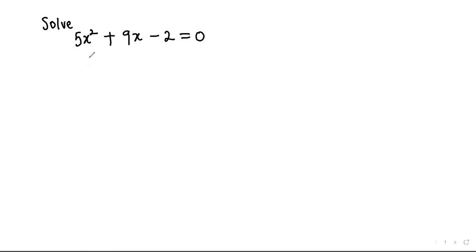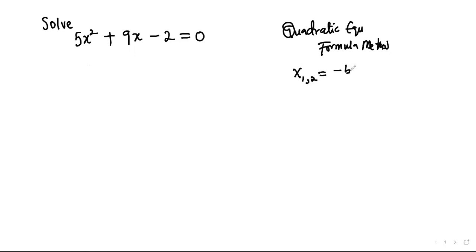Here we have a quadratic equation, and we want to learn how to solve this quadratic equation by the formula method. Remember, the formula for our quadratic equation, if the equation depends on x, we say x1,2 is equal to minus b plus or minus the square root of b squared minus 4ac, all over 2a. So that's the formula. And now let us go over to the question.